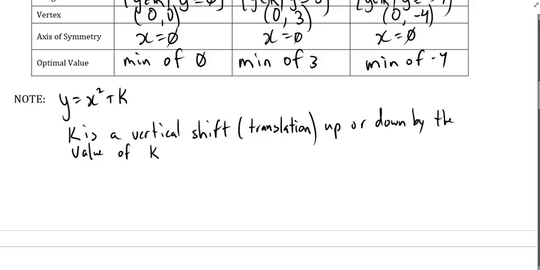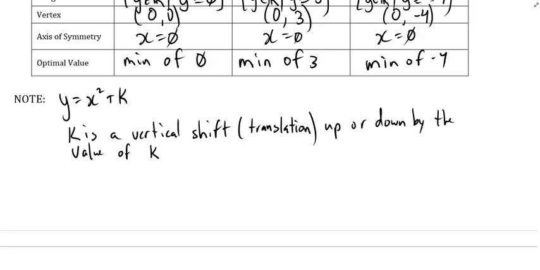So see, now I don't need a table of values to tell me what that does to the graph. I know that when it says plus 5 outside like that, I just move everything up 5 from the base graph, y equals x squared. So you've got to know the base graph, and then from there I move everything up 5.